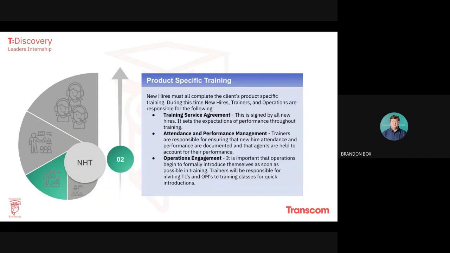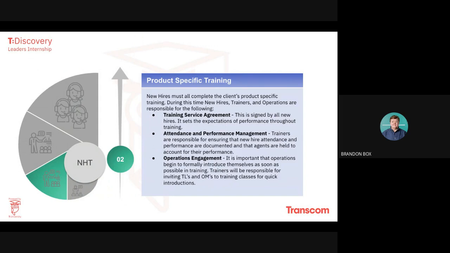So for the new hires, really the training service agreement is their main piece of responsibility that outlines their steps in training. So this is signed by all new hires and it sets expectations of performance throughout training. So this tells them what they must make on a test and what they must pass if there's call listening or mock calls in training. It gives them the outline of what's expected of them.